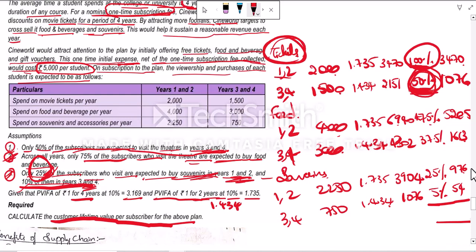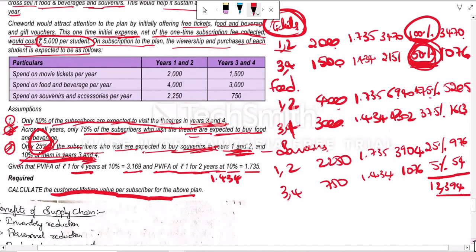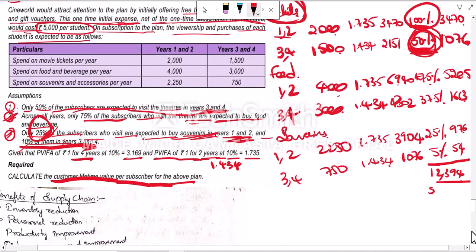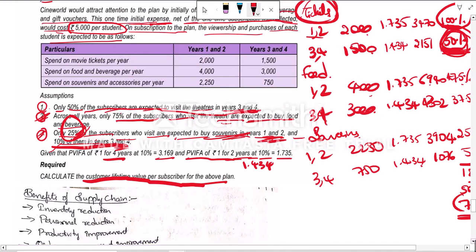3470 plus 7076 plus 5205 plus 1613 plus 976 plus 54. 12,394. So what is the amount of expenditure in the initial expenditure? 5,000. If we reduce that 5,000, how much will we get? 7,394. This is the customer life value, net revenue from the above scheme. With this, it is beneficial, no?